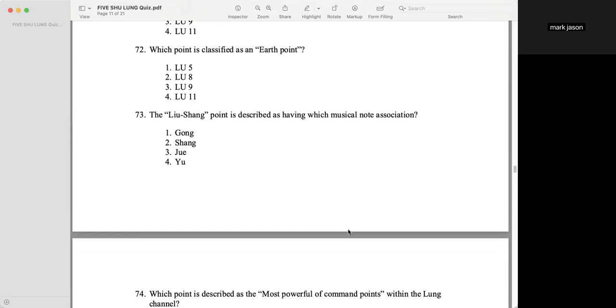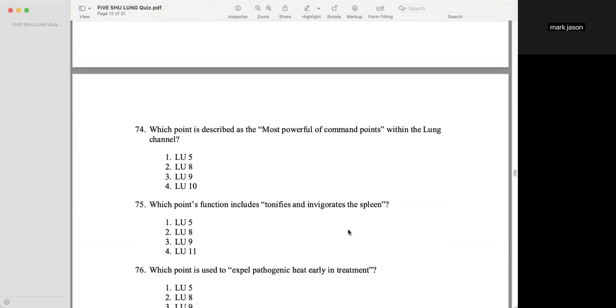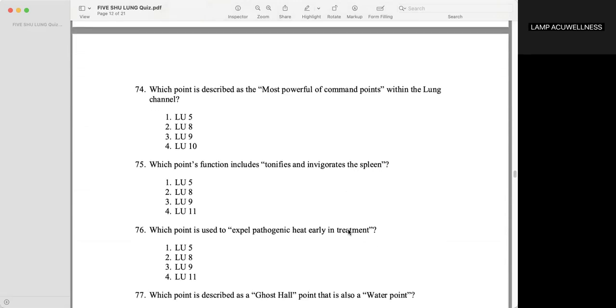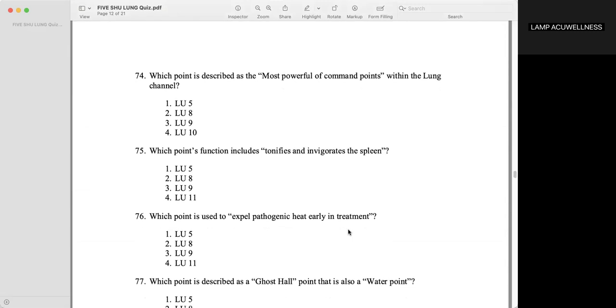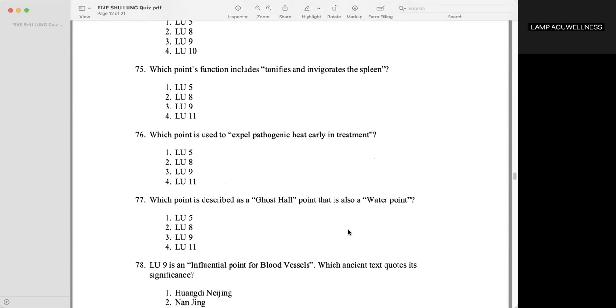Which point is classified as an earth point? Lung 9. The Shang point is described as having which musical note association? Shang. Which point is described as the most powerful of command points within the lung channel? Lung 10. Which point's function includes tonifies and invigorates the spleen? Lung 9.